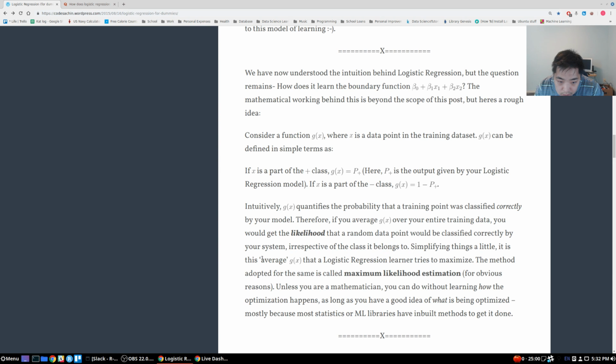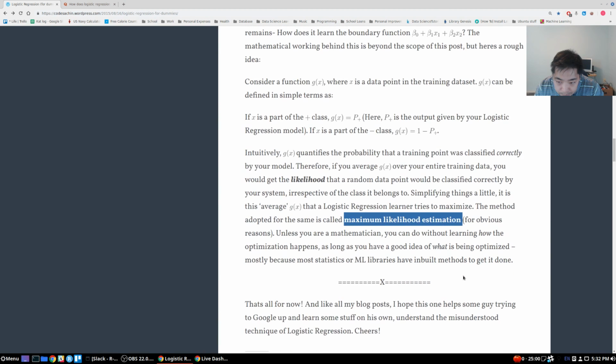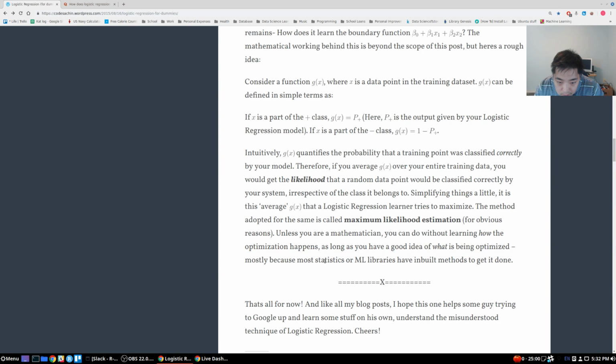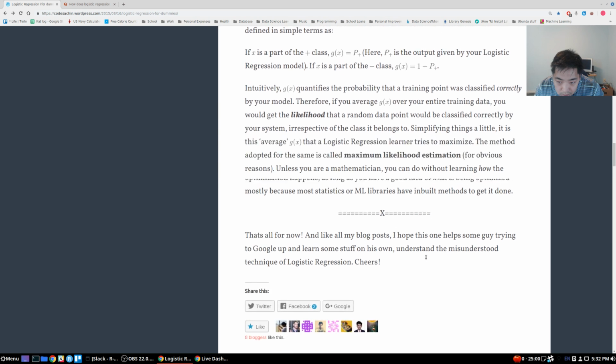Simplifying things a little, it is this average of g of x that a logistic regression learner tries to maximize. The method adopted for the same is called maximum likelihood. Unless you are a mathematician, you can do without learning how the optimization happens, as long as you have a good idea what is being optimized. Mostly because most ML systems have inbuilt methods to get it done.